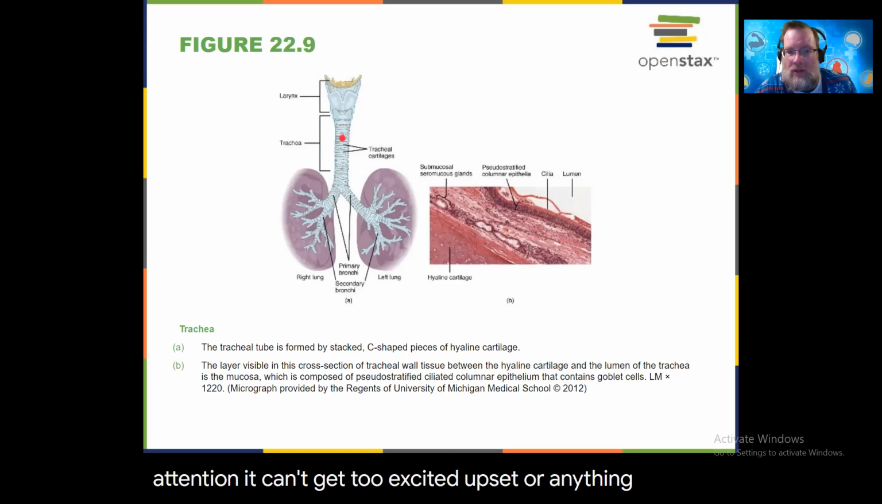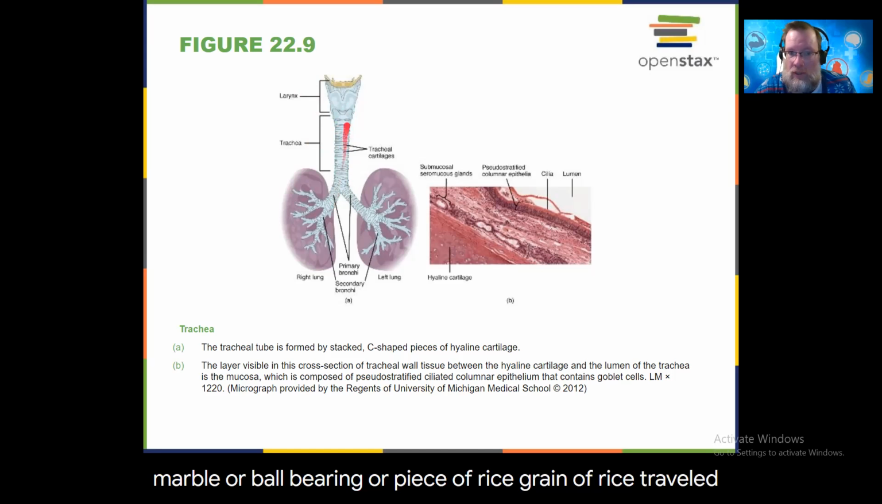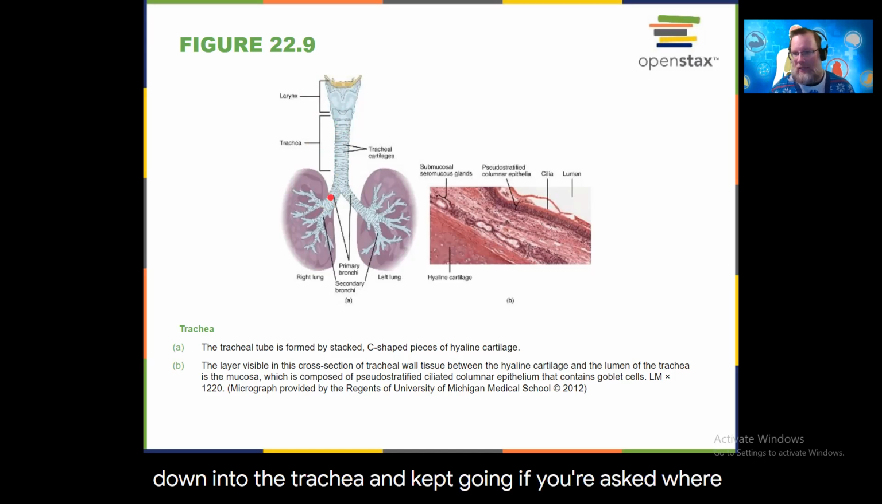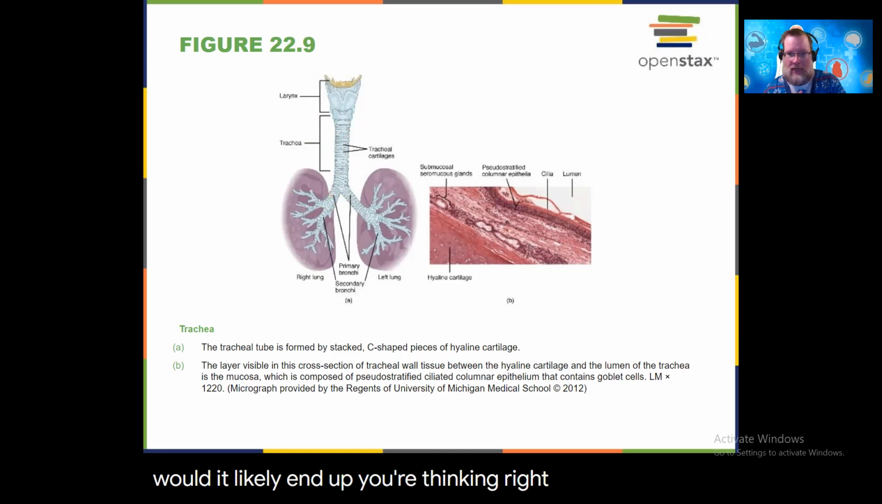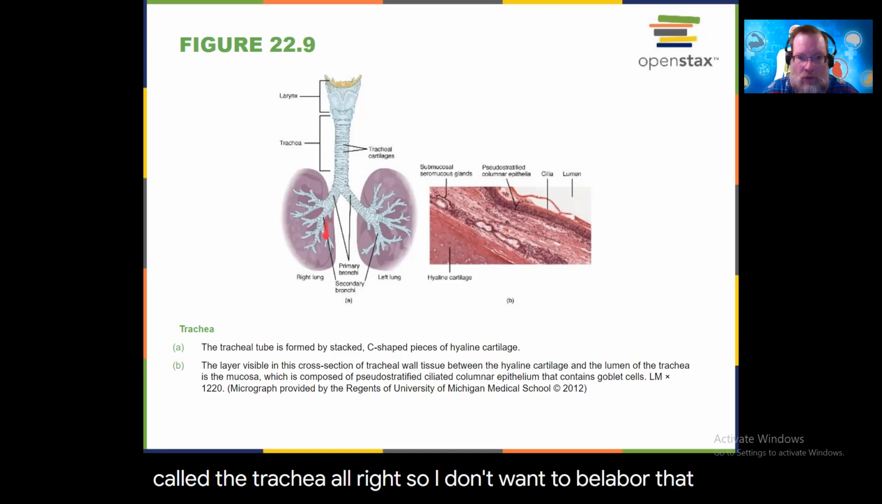But if that marble or ball bearing or grain of rice traveled down into the trachea and kept going, if you were asked where it would likely end up, you're thinking right side. Okay, because that's kind of the thoroughfare. The right primary bronchus is larger, more of an extension of the highway called the trachea. All right, so I don't want to belabor that any more than I already have.